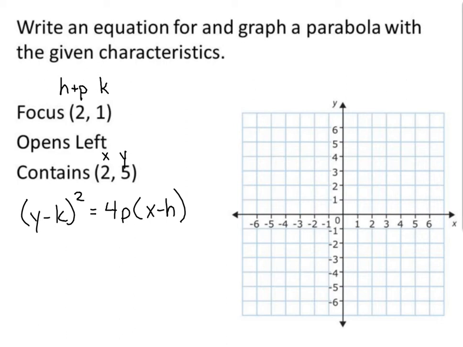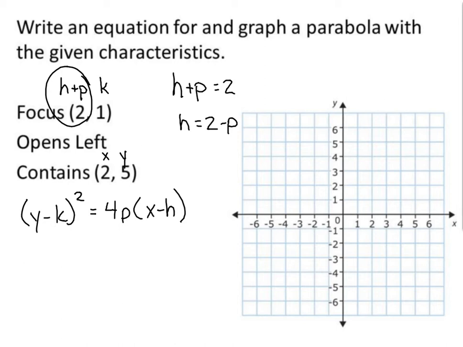Now, because we do know that it is opening horizontally, we do know our focus is at the point of h plus p and k, and they give us a point that is on the parabola. So we're going to call that our x and our y. Now, because we already have a p in our equation, we're going to rewrite this so we can get h by itself and replace that h with a p-value. So we know that h plus p is equal to 2. To get the h by itself, we will subtract the p. So h is equal to 2 minus p.